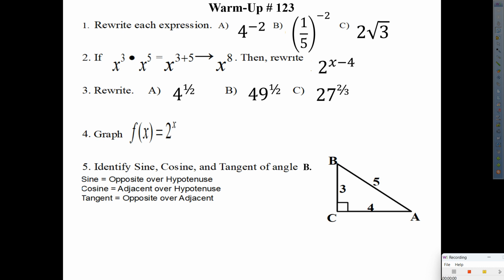Good morning, everyone. Welcome back to another exciting day in mathematics. Whoop, whoop. Warm up 123 is on the screen. Let's get started, please.